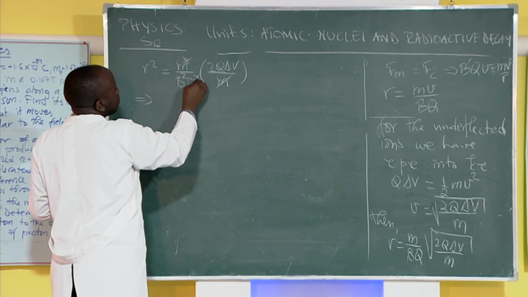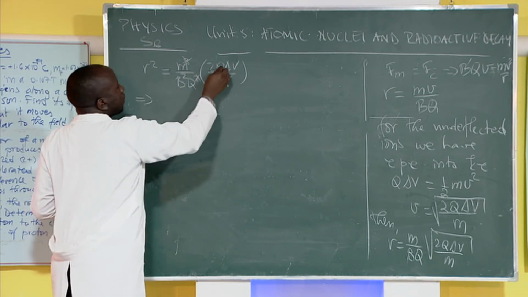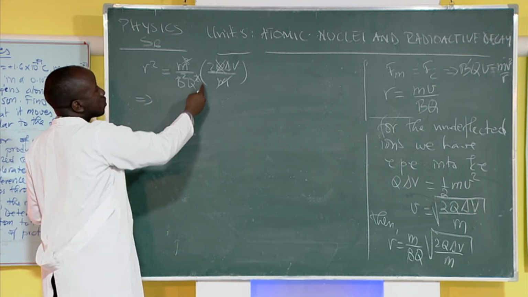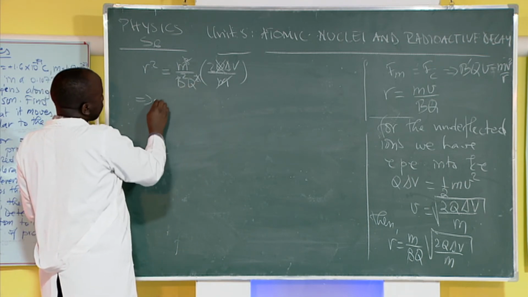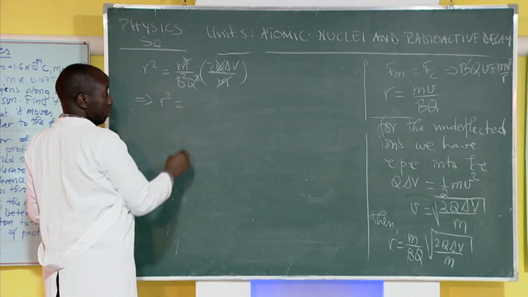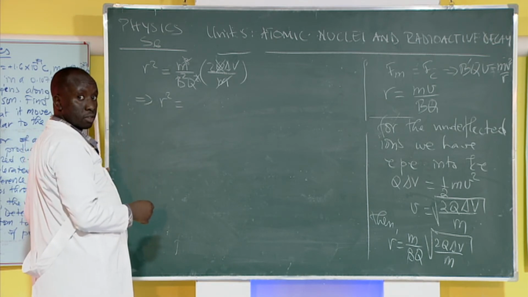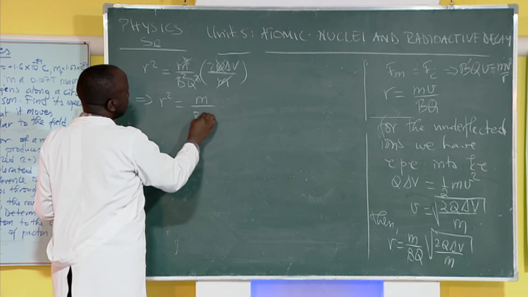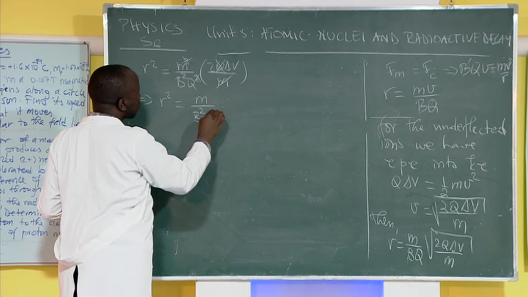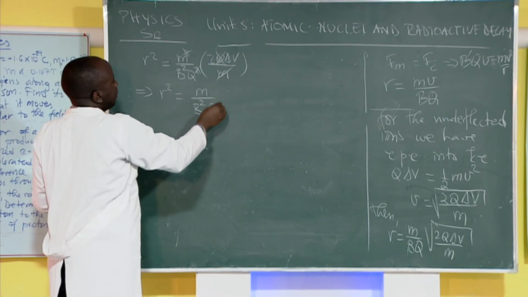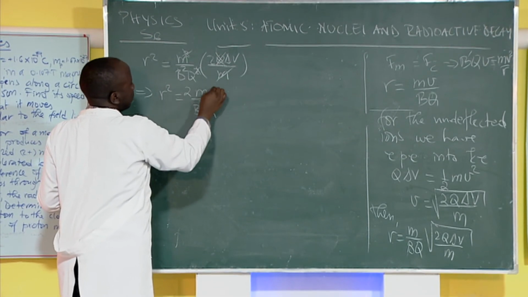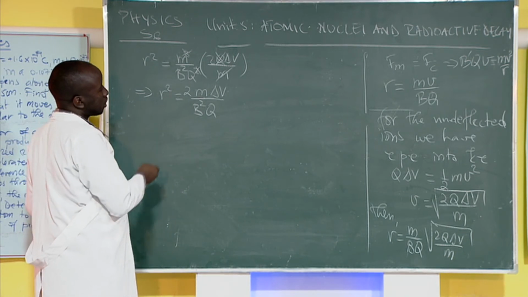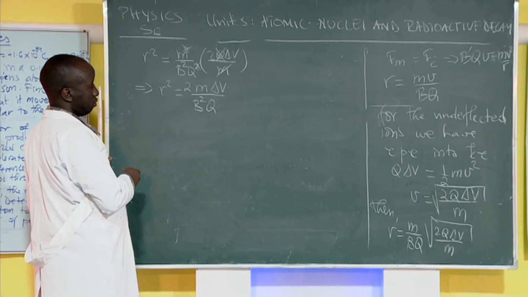So this is going to be simplified again, right? And then this Q is closed out with this square. And then you see what we remain with? We remain with R squared. Remember, R is the radius. You remember that? So then it equals M over B squared times Q, because another one was closed out. And then we have 2 times the change in the potential. This is the potential difference that we have now.